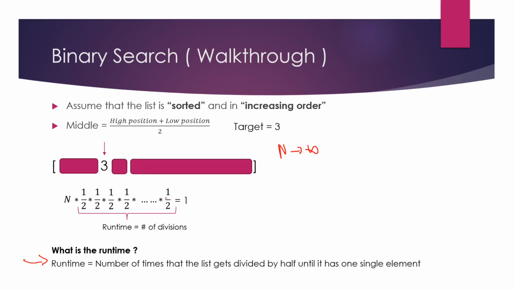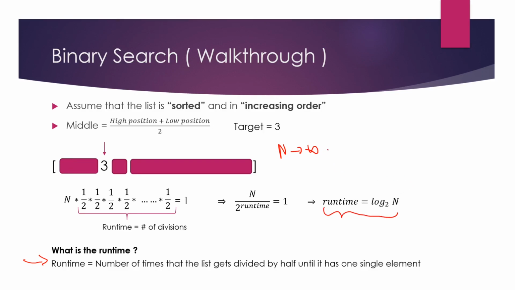So let's simplify this mathematical expression right here. You're going to have n over 2 to the power of runtime equal to 1. And from that, you can find that runtime equals log 2 n. And this is your runtime for the binary search.